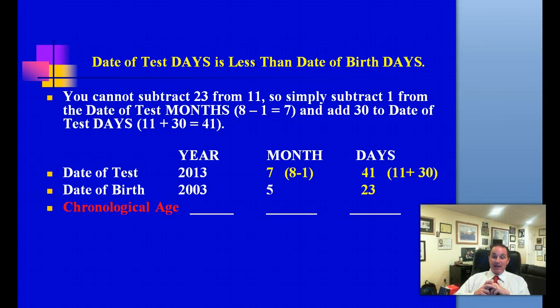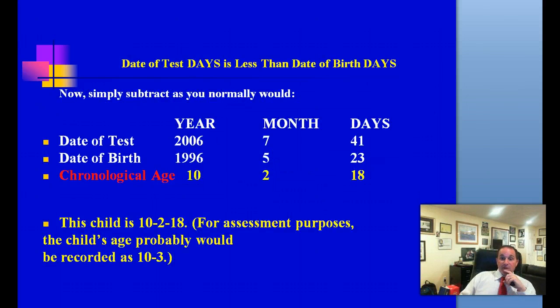And then under the months column, we'll do 7 minus 5, and under the years column, we'll do our 2013 minus 2003. But as you can see, now our date of test days is larger than our date of birth days, and we can actually do the subtraction process. So now you would simply subtract as you normally would. Our date of test days is 41. Our date of birth days is 23. 41 minus 23 is 18.